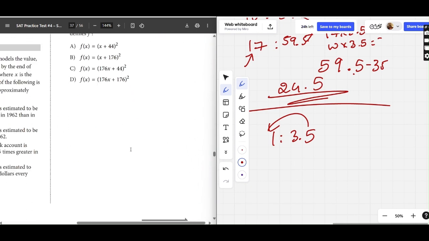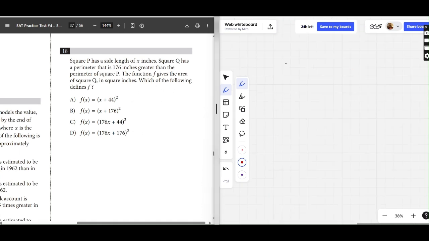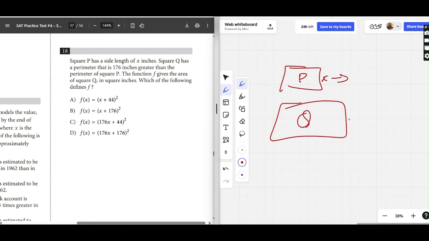Let's move on to this 18th question. All right. The square P has a side length of x and square Q has a perimeter that is 176 inches greater than the perimeter of P, which is going to be 4 times x because it's a square. 4x is what perimeter of P is. The perimeter of Q is greater than 4x. The function f gives the area of the square Q in square inches. Which of the following defines f?